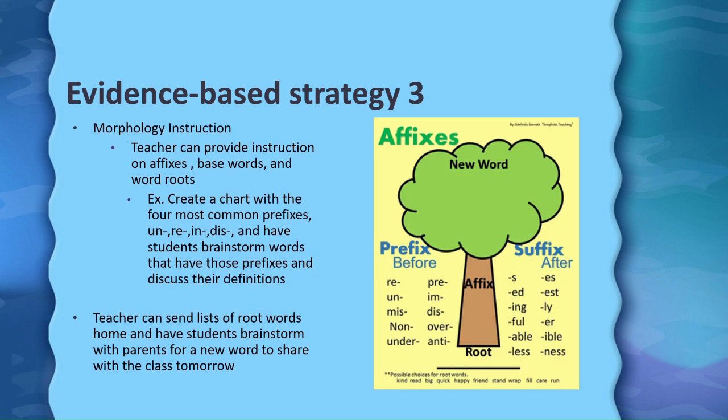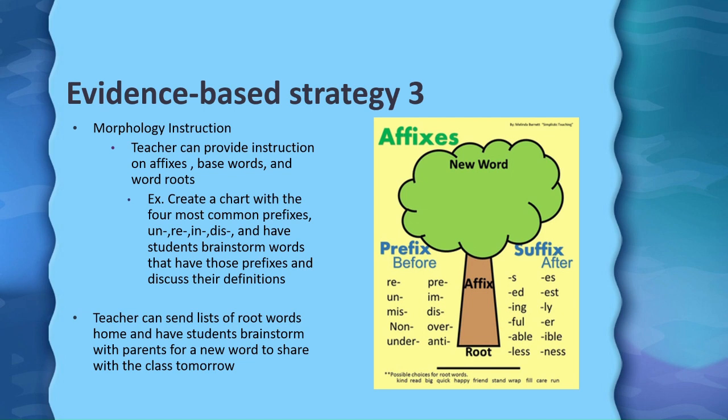So for the third evidence-based strategy, we have morphology instruction. Morphology can really help students with the understanding of what a word means just from its prefix, its suffixes, or the root words that are involved in it. One example of a way that we can do morphology instruction is creating a chart with the four most common prefixes, un, re, in, dis, and then the students can brainstorm words that fall into those categories or use those, and then discuss their definitions.